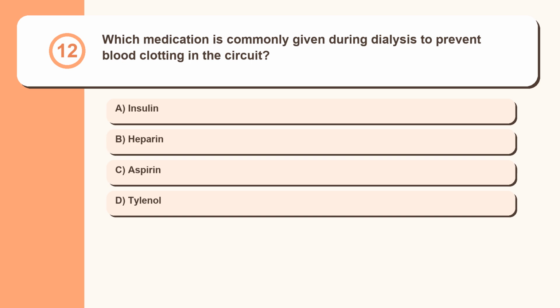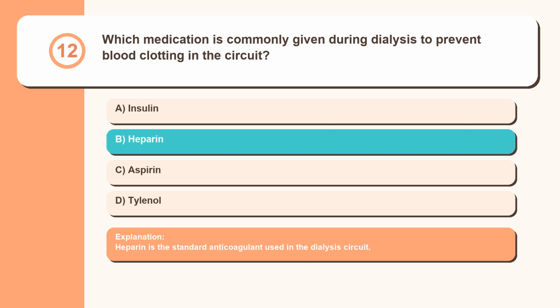Question 12. Which medication is commonly given during dialysis to prevent blood clotting in the circuit? Insulin, heparin, aspirin, Tylenol. Heparin is the standard anticoagulant used in the dialysis circuit.